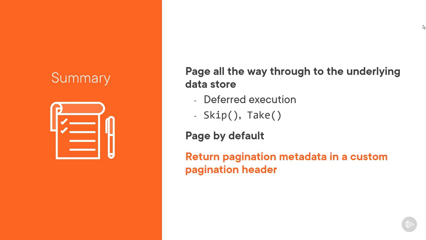And lastly, it's important to return pagination metadata so the consumer knows how many pages are left, for example. That metadata belongs in a custom header, for example, an X-Pagination header.